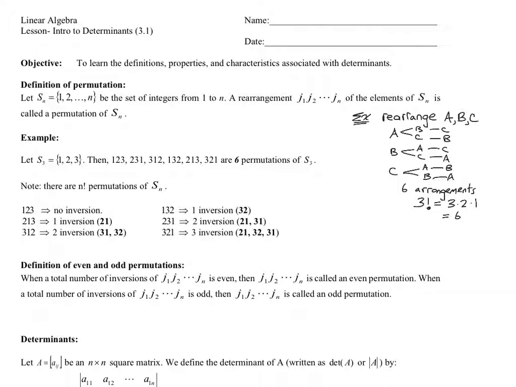Like for example, going from 1, 2, 3 to 1, 2, 3, I don't have to use any inversions. And all I mean by inversion is swapping adjacent values. All right. So to get from 1, 2, 3 to 2, 1, 3, I would have to swap the 1 and the 2, right? That's 1 swap, so 1 inversion. To get to 3, 1, 2, I'd have to make 2 swaps, right?